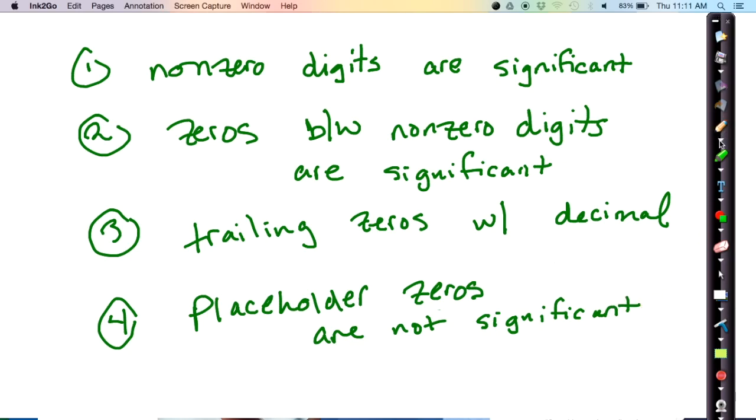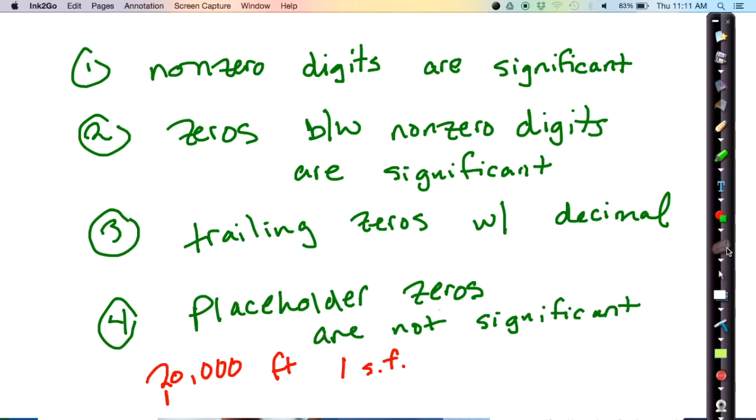So let's look at a couple of examples here. Let's start with 20,000 feet. Now notice there's no decimal point in this number. So these are trailing zeros, but they would not follow Rule 3 because there's no decimal present in the numerical measurement. And as a result, these are considered just placeholder zeros, and they are not significant. So the number of significant figures then in this measurement would be 1. Only the 2 is a significant figure. The zeros are not significant.